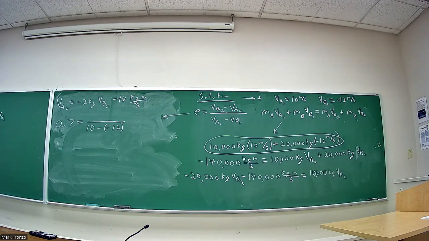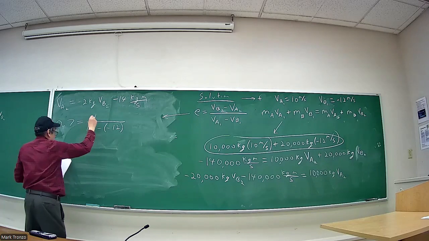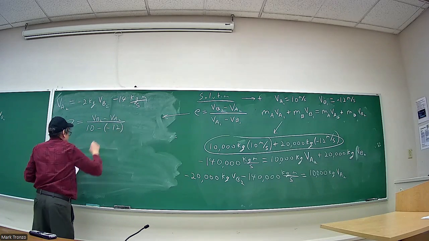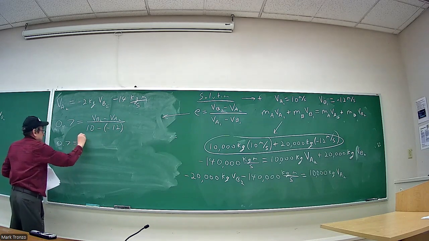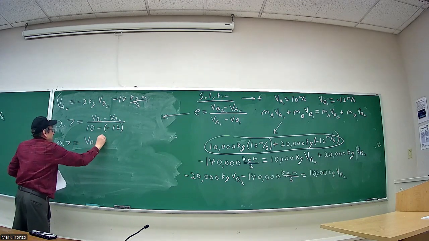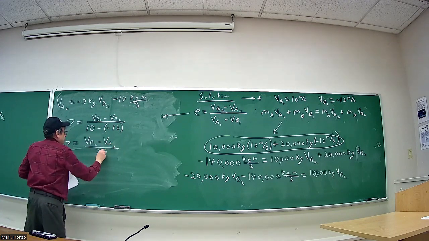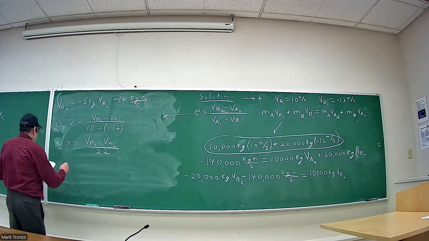And now we can use this to find, say, VB2 minus VA2. So this is going to be 0.7 times VB2 minus VA2, divided by 22 like this. And then 22 times 0.7 is 15.4.